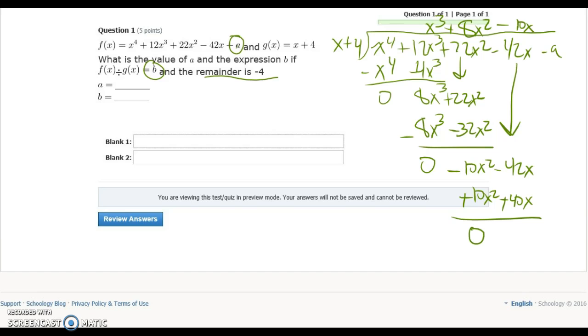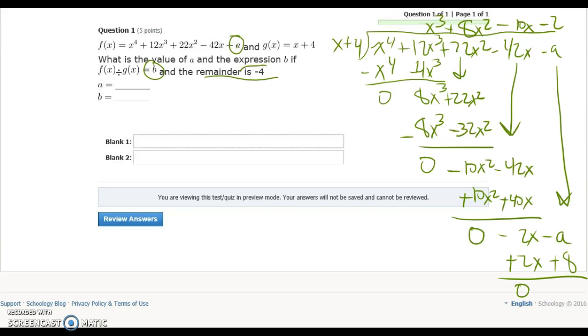This is 0. This becomes -2x. That becomes -2x, and I bring down my minus a. Now I'm going to multiply by -2. This is -2x. -2 times 4 is -8. I have to subtract them, so they both become addition. This is 0, and here's the change.